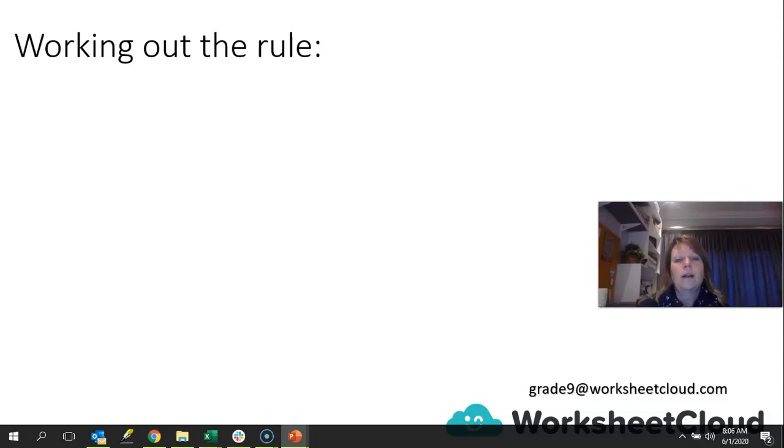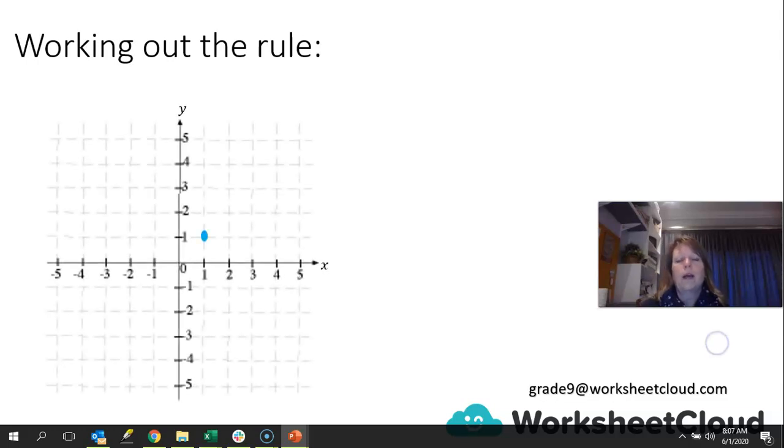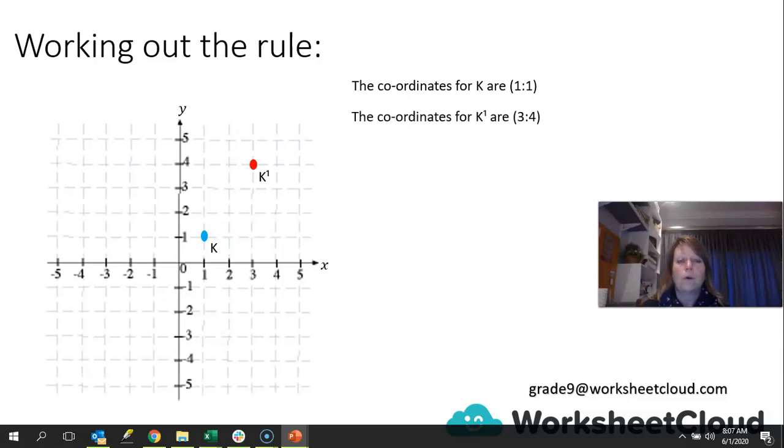Okay, so now let's see how we work out the rule. Here we have a point, and that's point K. The coordinates for K are 1, 1. As you can see, x is 1, y is 1. And here's another point, and we're going to call that point K1. What are the coordinates for that point? It should be 3, 4. x is 3, y is 4.